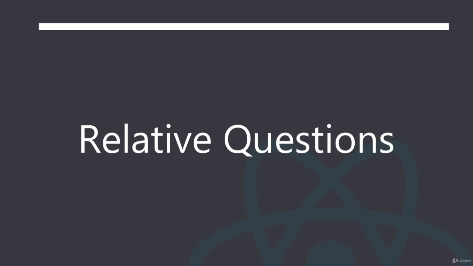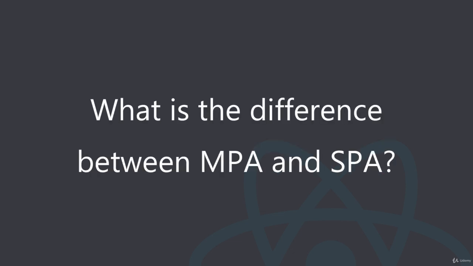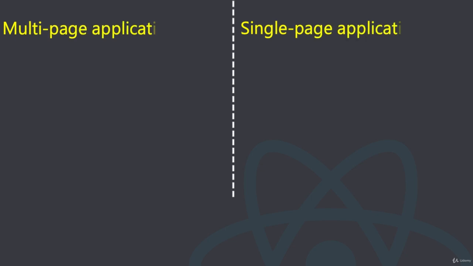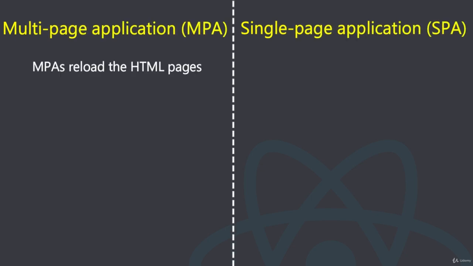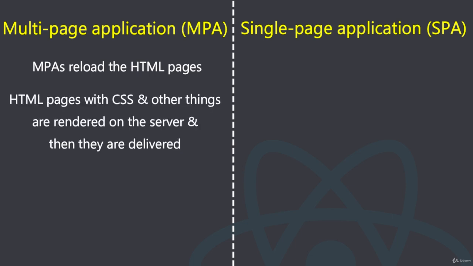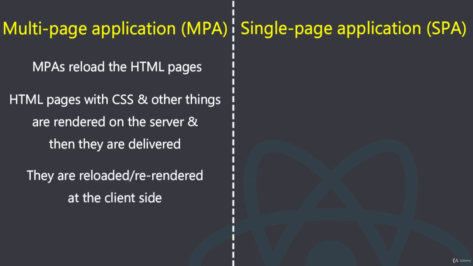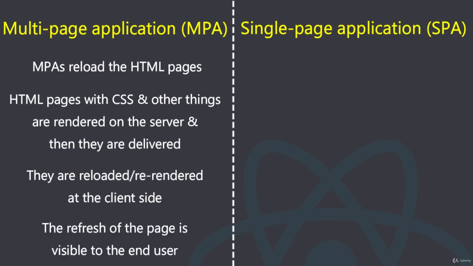So now let's talk about a relative question, that is, what is the difference between MPA, that is multi-page application, and SPA, that is single page application. Well, we have already seen this, but in simple words, MPAs reload the HTML pages. Basically, in case of MPA, the HTML pages with CSS and other things are rendered on the server and then delivered. Again, they are re-rendered at the client side as well. So the refresh of the page is very much visible to the end user.